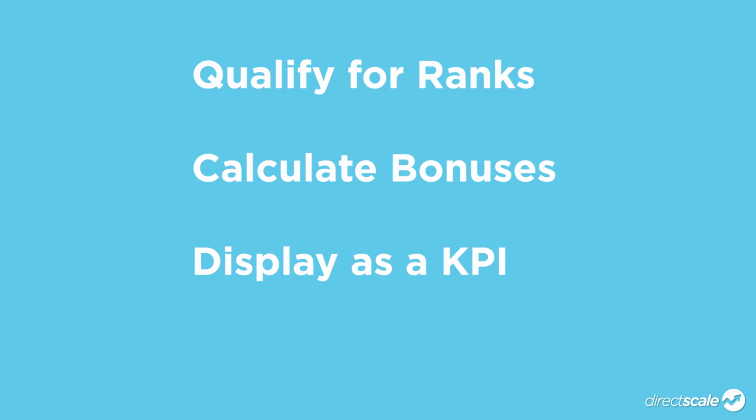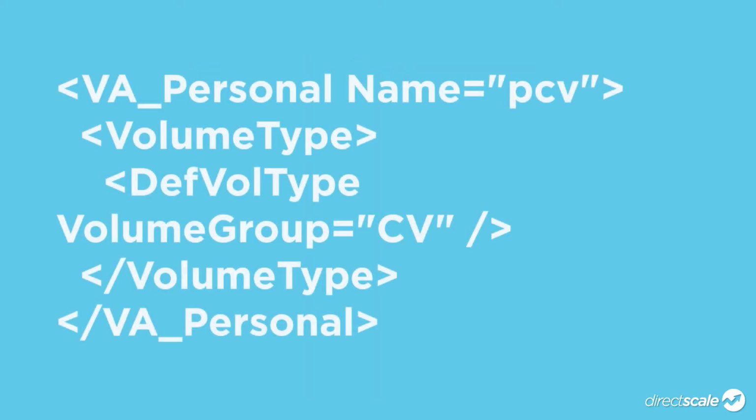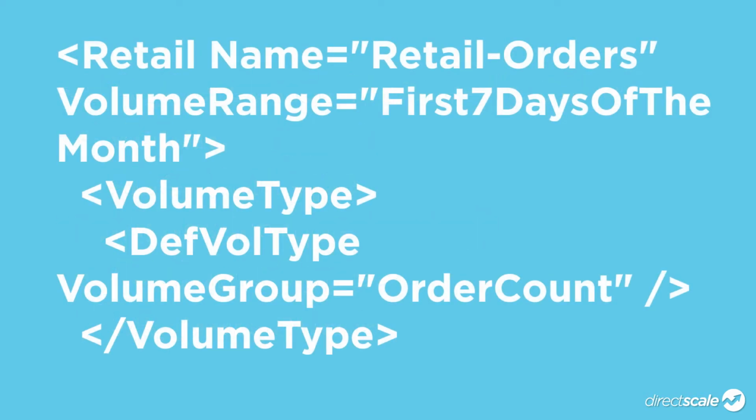The compensation plan developer chooses the names of the volumes. In the following example, name PCV tracks how much CV each associate earns from orders they place, no matter their associate type. In the next example, Name Retail Orders counts how many orders the retail customer placed below each associate, and references a specific volume range. All volumes will use the template's volume range if there are none specified.